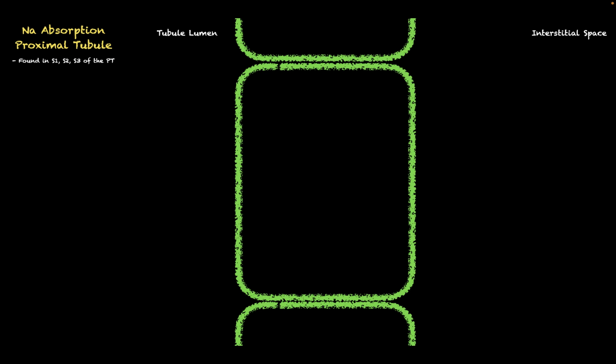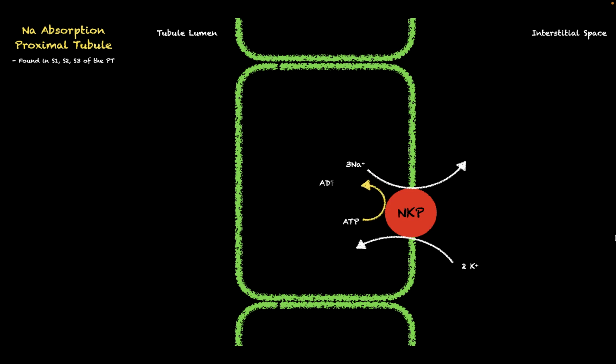So let's take a look at what this first mechanism is. So the first important part of this mechanism is going to be the sodium-potassium pump. So the sodium-potassium pump is basically going to pump 3 sodiums out of the cell into the interstitial space, and then 2 potassiums into the cell from the interstitial space. And it accomplishes this by hydrolyzing ATP and using that energy from the hydrolysis to drive this pumping action.